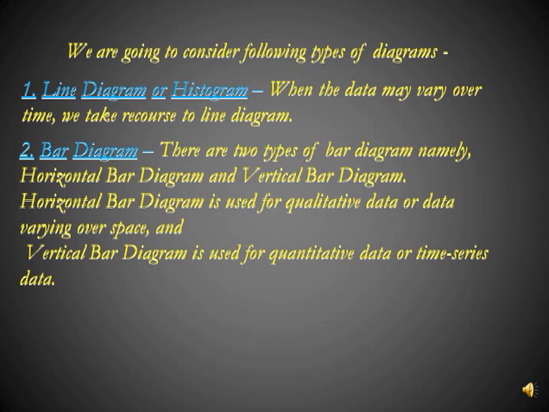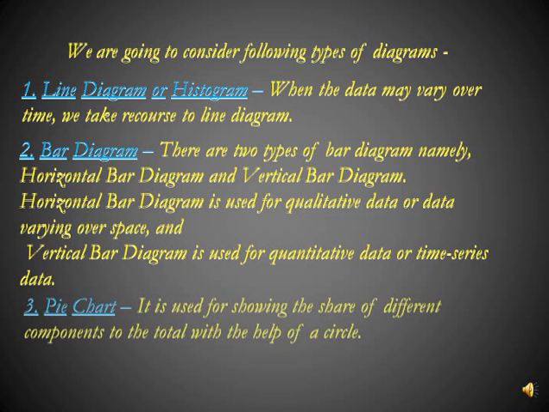Finally, we use divided bar charts or percentage bar diagrams for comparing different components of a variable and also the relating of the components to the whole. For this situation, we may also use pie chart or pie diagram, or we can also say it circle diagram. Pie chart is used for showing the share of different components to the total with the help of a circle.